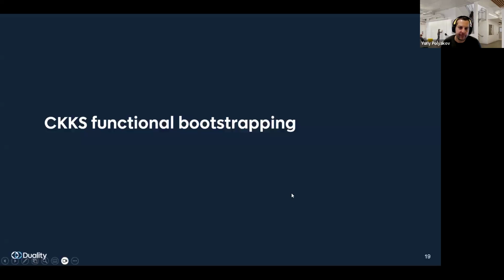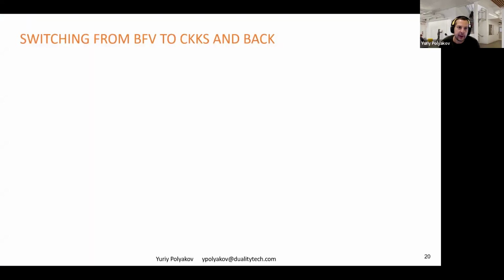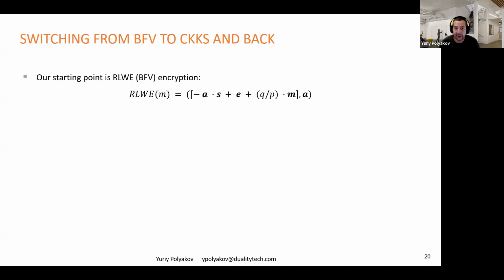So now we're going to talk about the actual functional bootstrapping. How do we integrate this trigonometric Hermite interpolation into it? And the first question that deserves attention is the switching from BFE to CKKS, since this is a hybrid scheme.